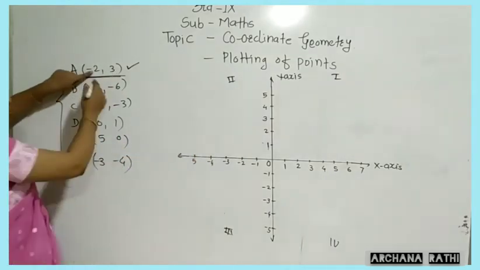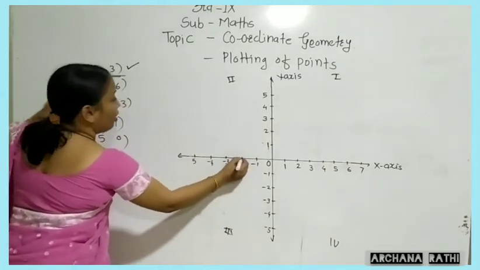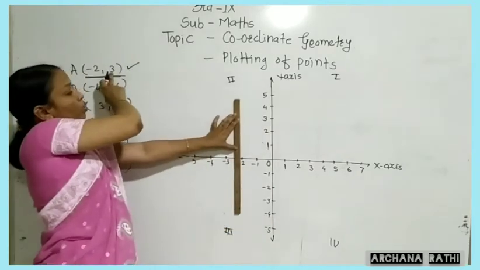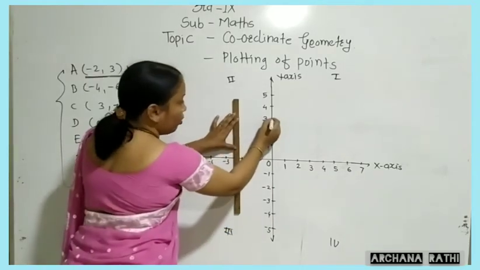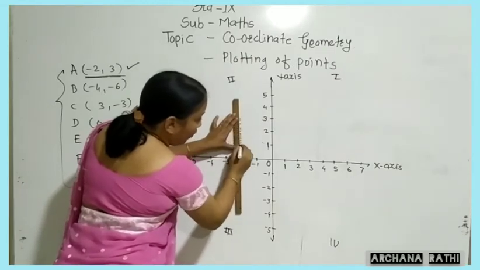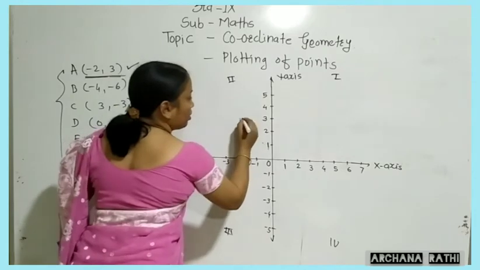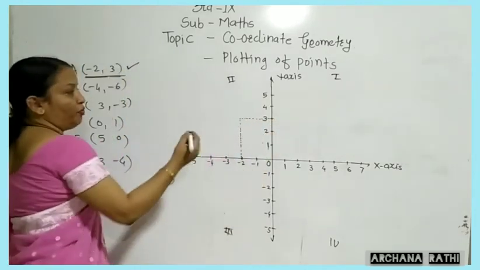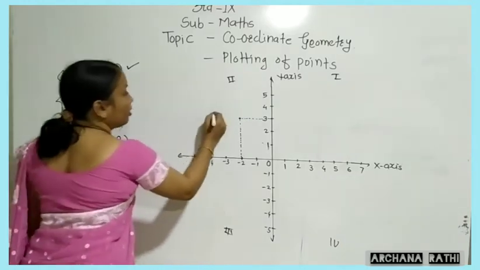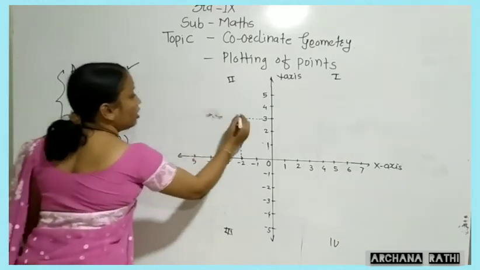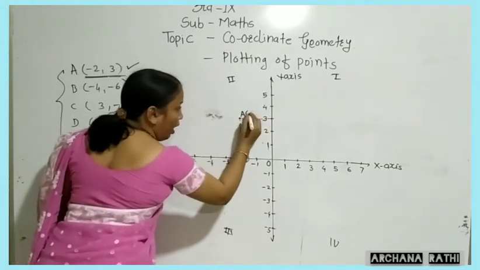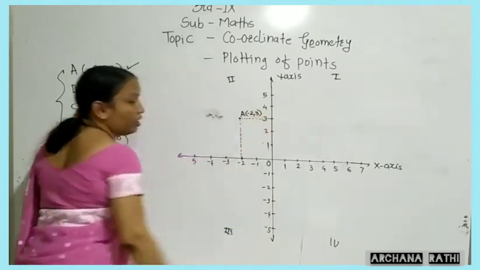Now x is -2 here. You just use your scale: -2, and where do you have to go? 3 on the y-axis, means this. Now your point will be like this here. Either you can draw the faint perpendicular distances, otherwise no need to draw. On graph paper you can directly do it. This is the point. What is the name of the point? A. And you should write here what the point is: (-2, 3). You have to write this whole thing.